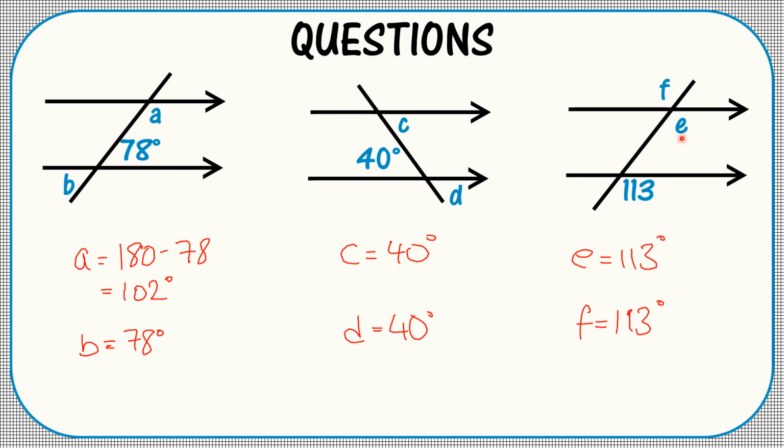Let's go through question E. Question E will be equal to 113 degrees because it is the corresponding angle. So it is corresponding to this 113 degrees. We can make an F shape. So this value of 113 is equal to the value of E. So if we know that E is equal to 113, we also know the value of F because they are vertically opposite. So we'll say that F is equal to 113 degrees.